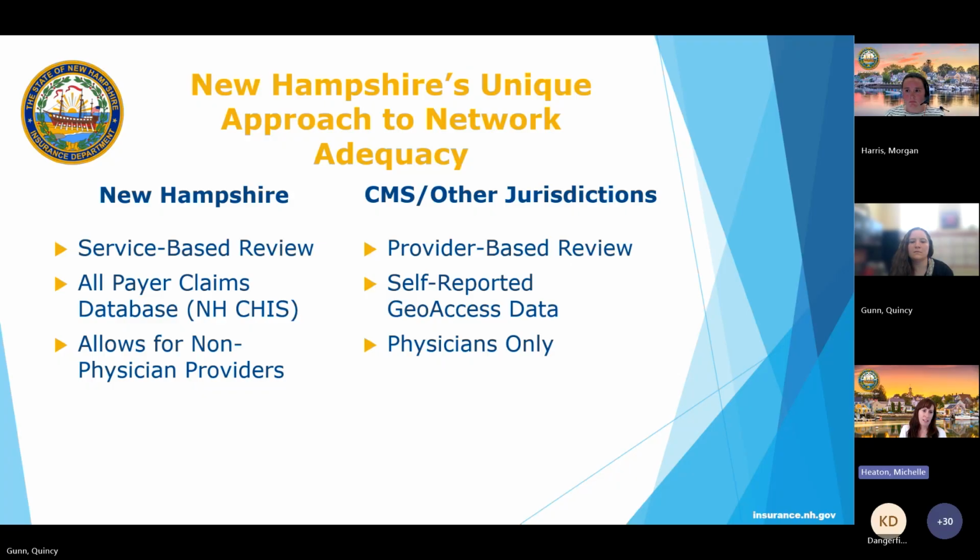That's a little bit different than CMS and other jurisdictions, where they're really just relying on the network filing. Another key difference is that because we're doing a service-based approach, we're looking at all claims, and we are not necessarily narrowing that down to just physician providers, whereas the CMS network adequacy framework focuses on physicians only and may not include other providers such as APRNs, who are able to practice independently in New Hampshire.